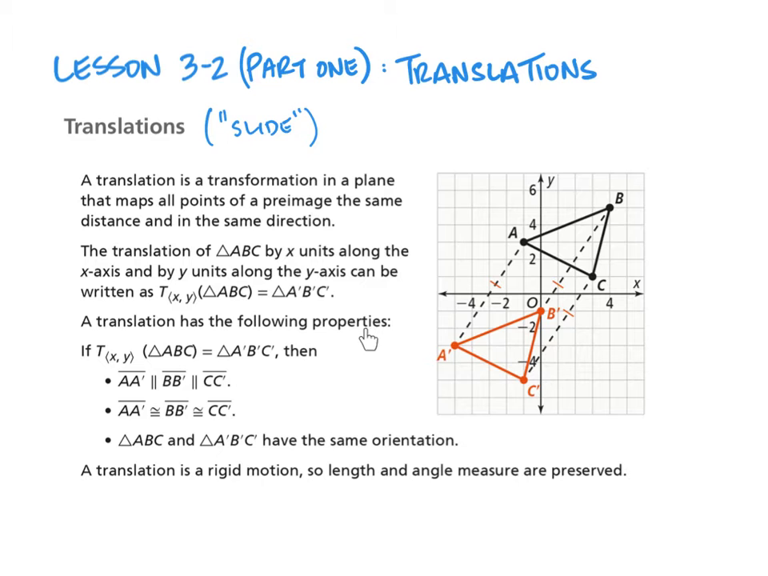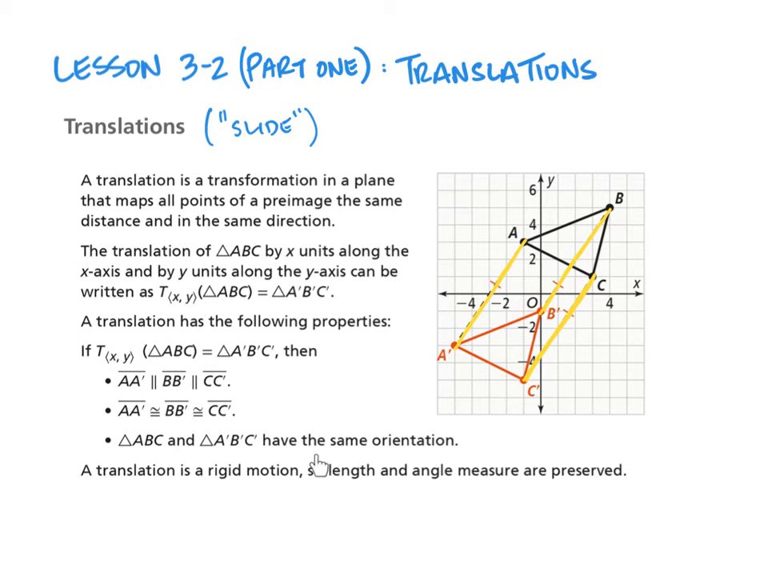And the translation will have the following properties. If I connect every point to its image, the pre-image A to the image A prime, and do the same thing for B and C, then I've created three segments, A A prime, B B prime, and C C prime. I'll outline those a little bit in yellow. Those three segments have two important qualities. They're all parallel to each other, and they're all congruent. They're all the same length.